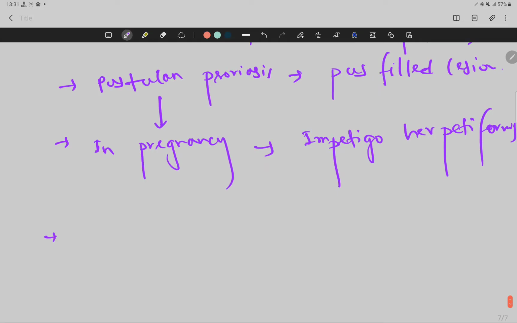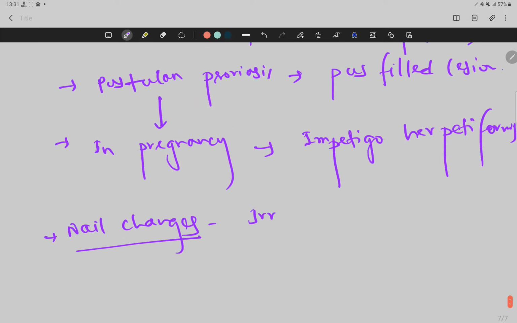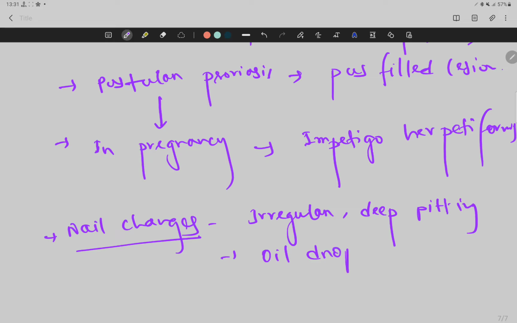Then nail changes happen. There is irregular and deep pitting seen, and white drop lesions are seen.